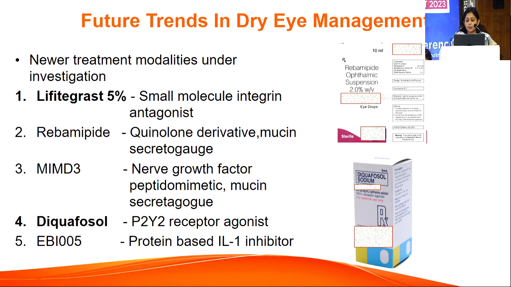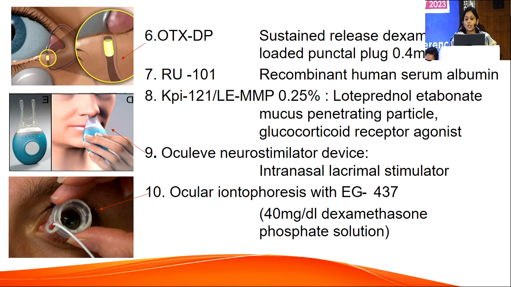EBI-005, which is a protein-based IL-1 inhibitor; OTX-DP, which is sustained release dexamethasone loaded punctal plugs; RU101, which is a recombinant human serum albumin; LEMP3 0.5 loteprednol, a glucocorticoid receptor agonist; Ocucleave, a neurostimulator, an intranasal lacrimal stimulator; and then another form of drug delivery system like ocular iontophoresis has evolved, which is the Eyegate system EGP-437, which is being explored for delivering dexamethasone phosphate solution.